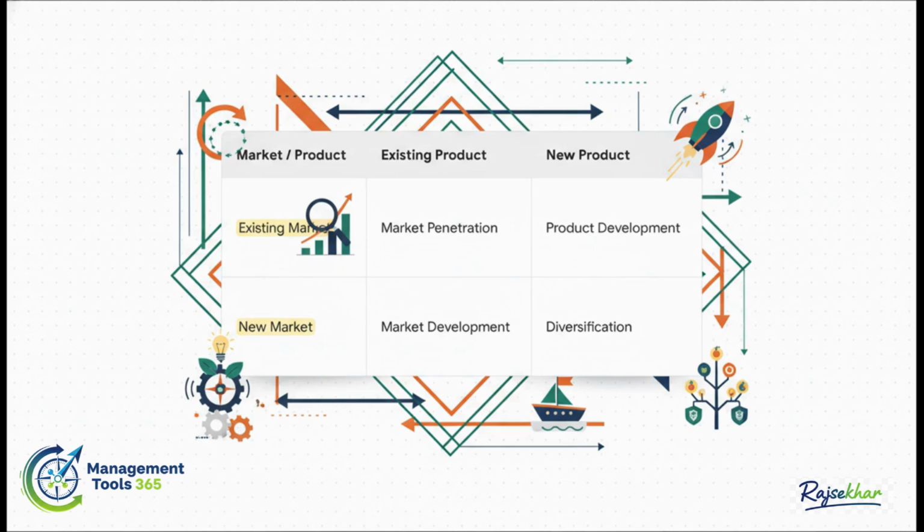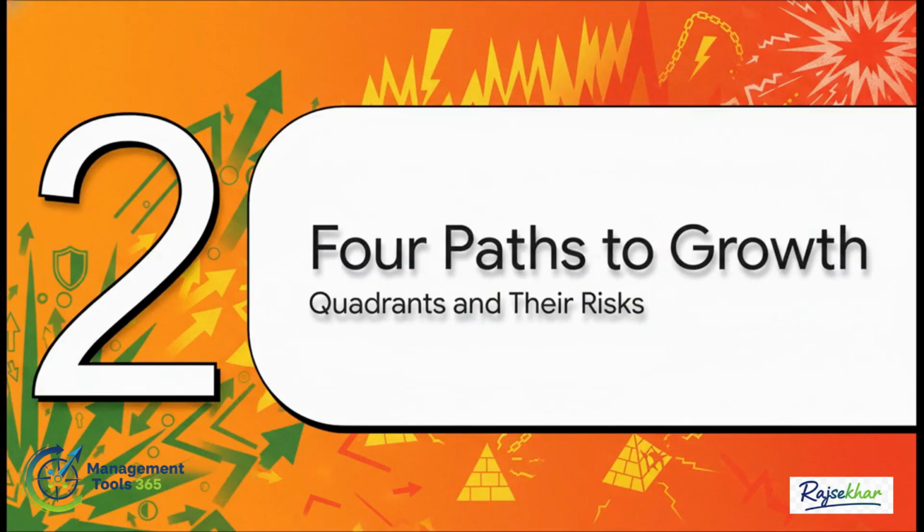And here it is, the matrix itself. I know, it looks almost too simple, doesn't it? A basic 2x2 grid, but trust me, its power is in that simplicity. Inside these 4 little boxes, you have the 4 fundamental ways any business on Earth can grow. Seriously, every successful company you can think of is using one of these strategies, whether they call it that or not.